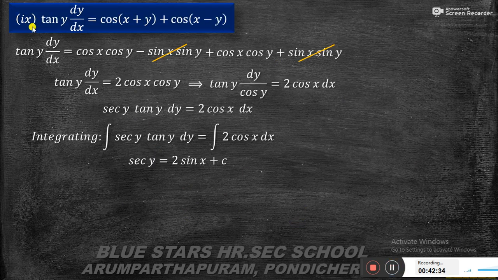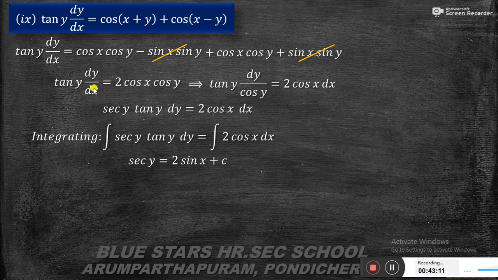This is a solution for our given equation. So now we discuss the 9th subdivision. Tan y dy by dx equal to cos of x plus y plus cos of x minus y. So now I write the given equation. So tan y into dy by dx equal to cos of x plus y, which means cos x cos y minus sin x sin y, apply the formula, plus cos of x minus y, which means cos x cos y plus sin x sin y. You see this minus sin x sin y plus sin x sin y cancelled. So the remaining terms are 2 times cos x cos y. Therefore tan y dy by dx equal to 2 cos x cos y.